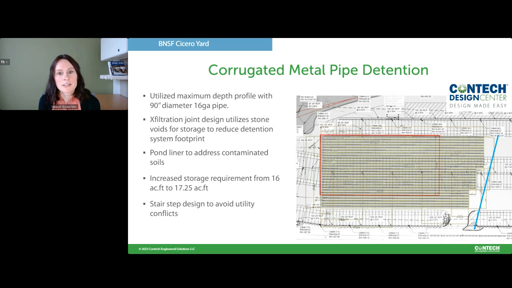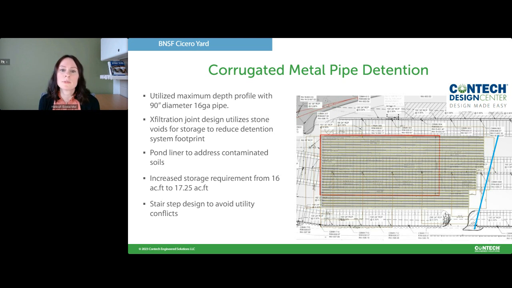There were a couple iterations of the design and a few changes in requirements that resulted in the final layout that you see on the image to the right. The red rectangle was the original concrete detention system footprint. And then you can see the 27 barrel CMP detention system footprint is a little bit larger, but that was mostly driven by the detention volume increasing from the original 16 acre feet to 17.25 acre feet. So that's roughly an 8% increase.